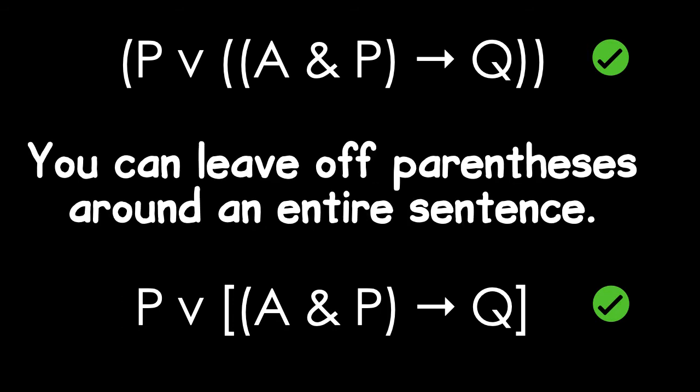Also, you can leave off the parentheses around an entire sentence. If we want to put a negation in front or fit this together with some other formulas, we'll need to write down those parentheses. But around the whole sentence, we know they're there even if we don't write them down.